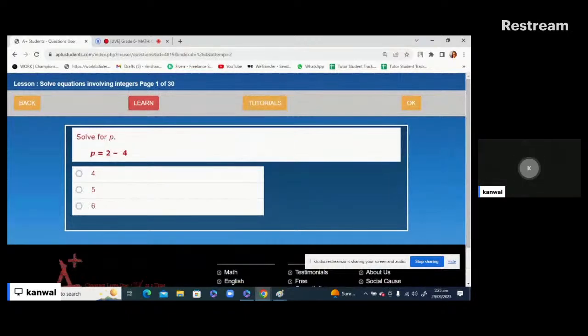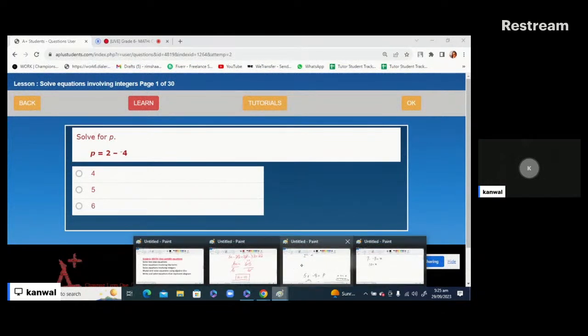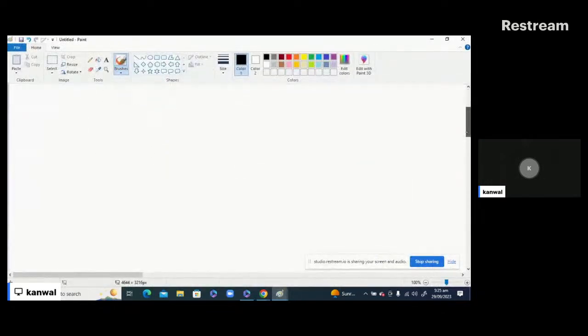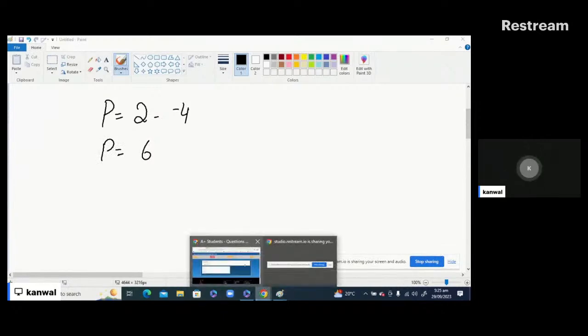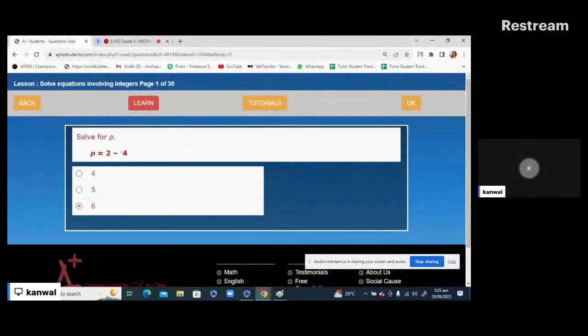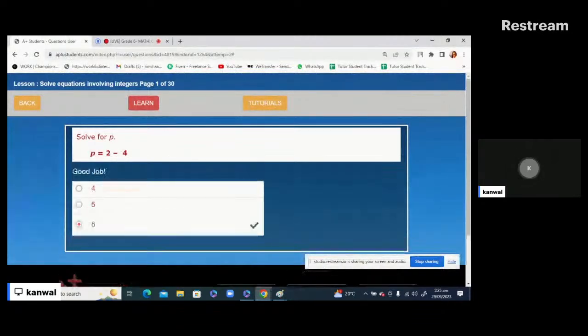P is equal to 2 minus into minus 4. Minus minus becomes plus. P is equal to 6. So here is the answer. That is right.